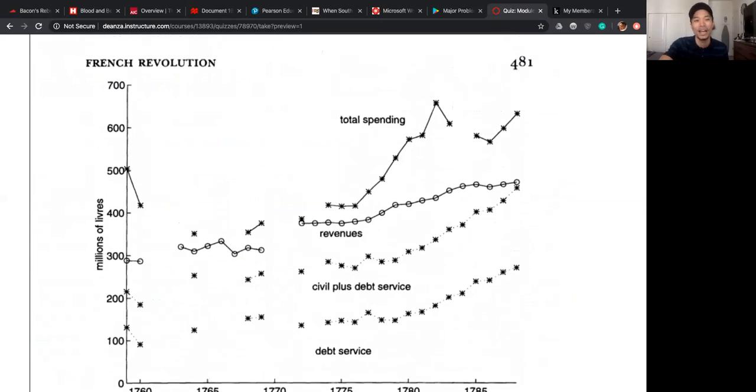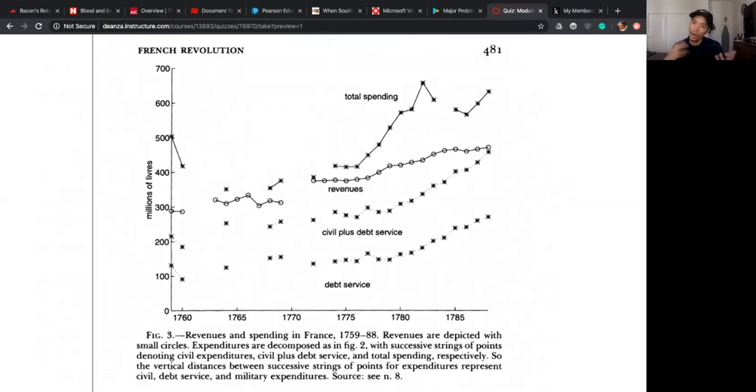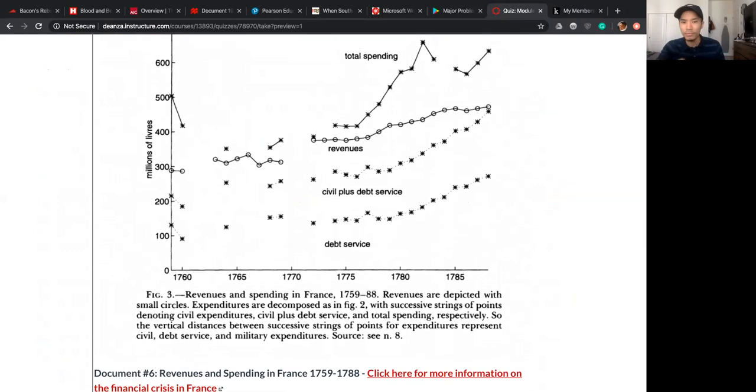And this is where we get to document number 6. Because with document number 6, you're going to have to use a little bit of accounting skills, if you will. You're going to have to look at graphs. And what you look at here is very simple. This is spending done by the French monarchy from the 1760s all the way up to the eve of the French Revolution. And this is what I mean when I say it's not just all about the Enlightenment. Here's the economic factor.